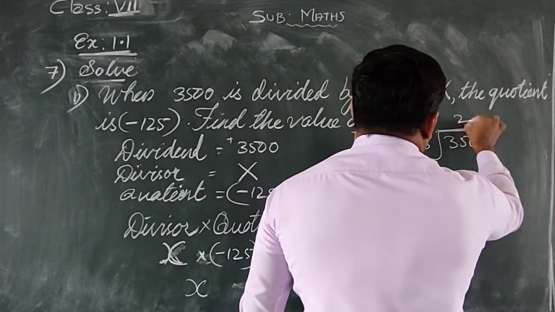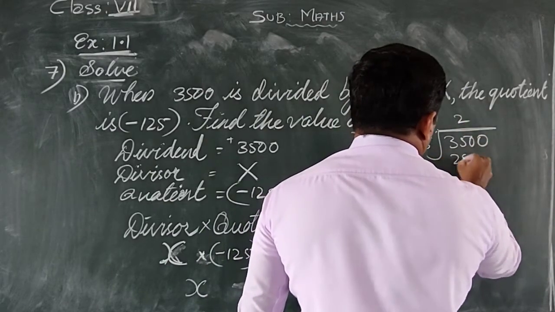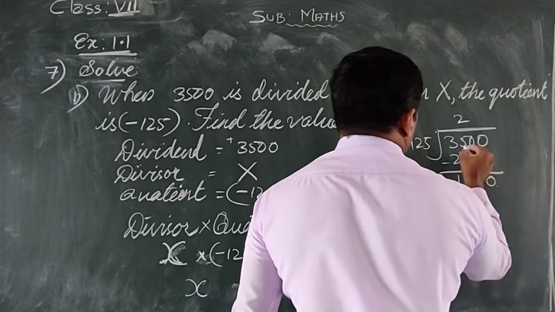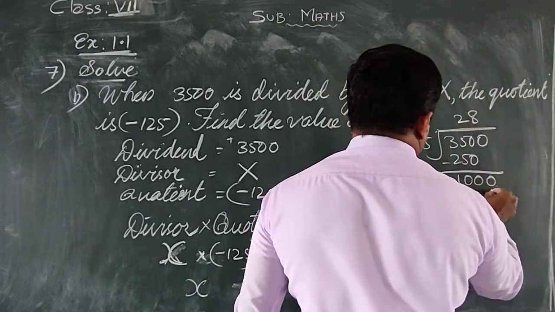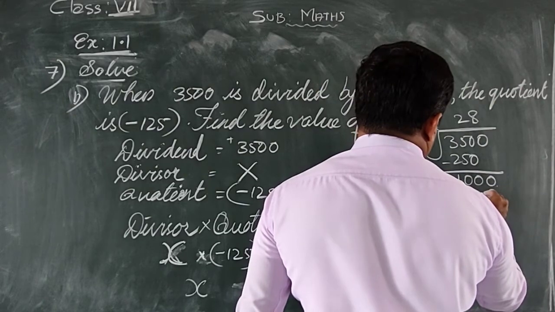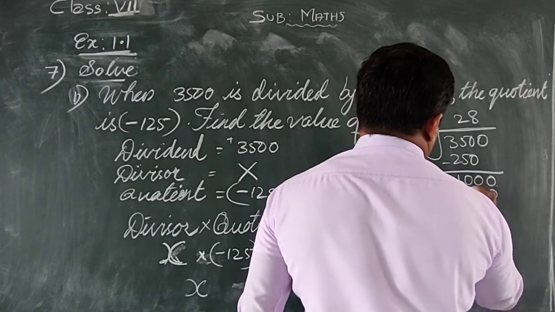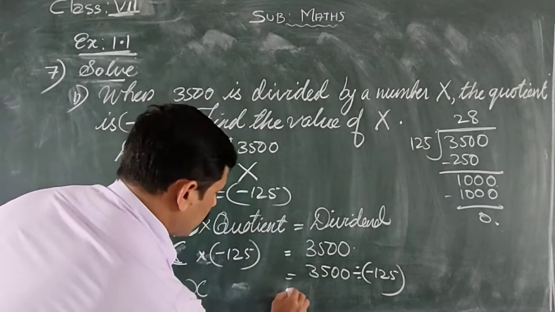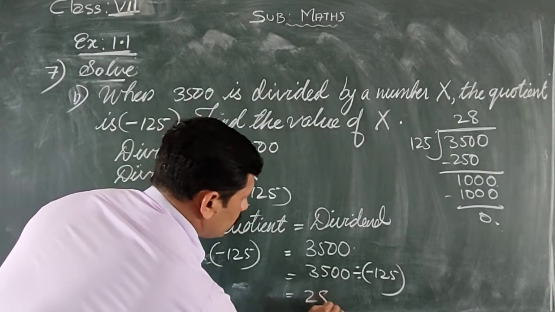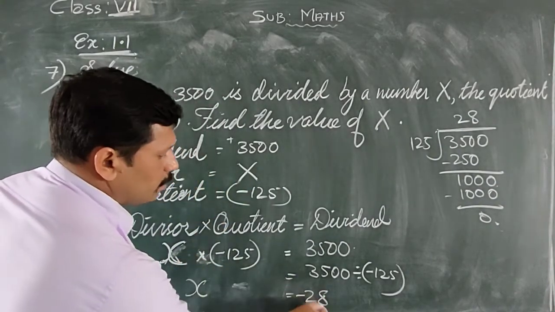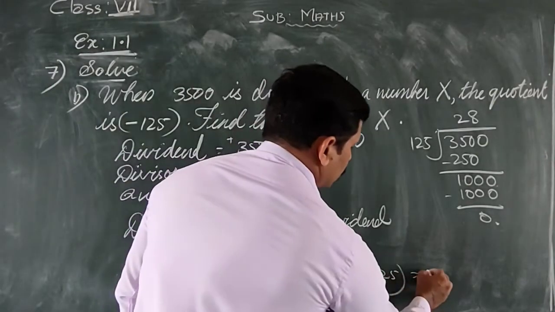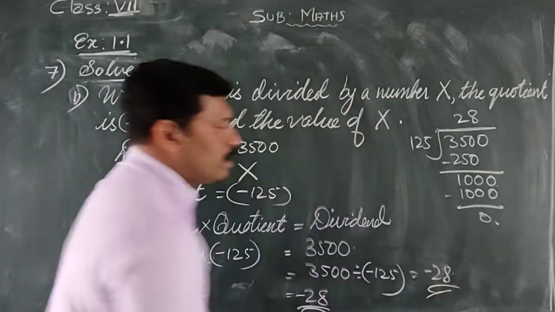That is equal to 2 times 250, 100, 1000, 8 times. That means 28. So x is equal to 28. As one number is negative, it will be negative 28. So the x value is equal to negative 28. Negative 28 is the value of x.